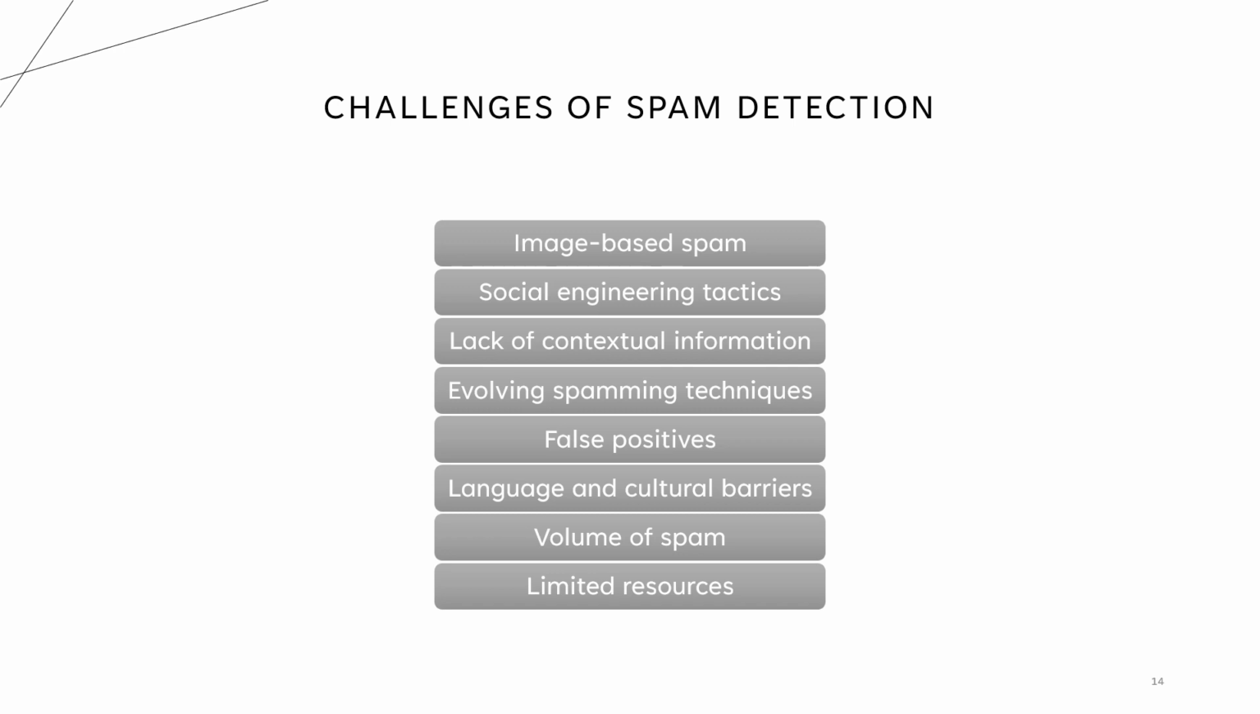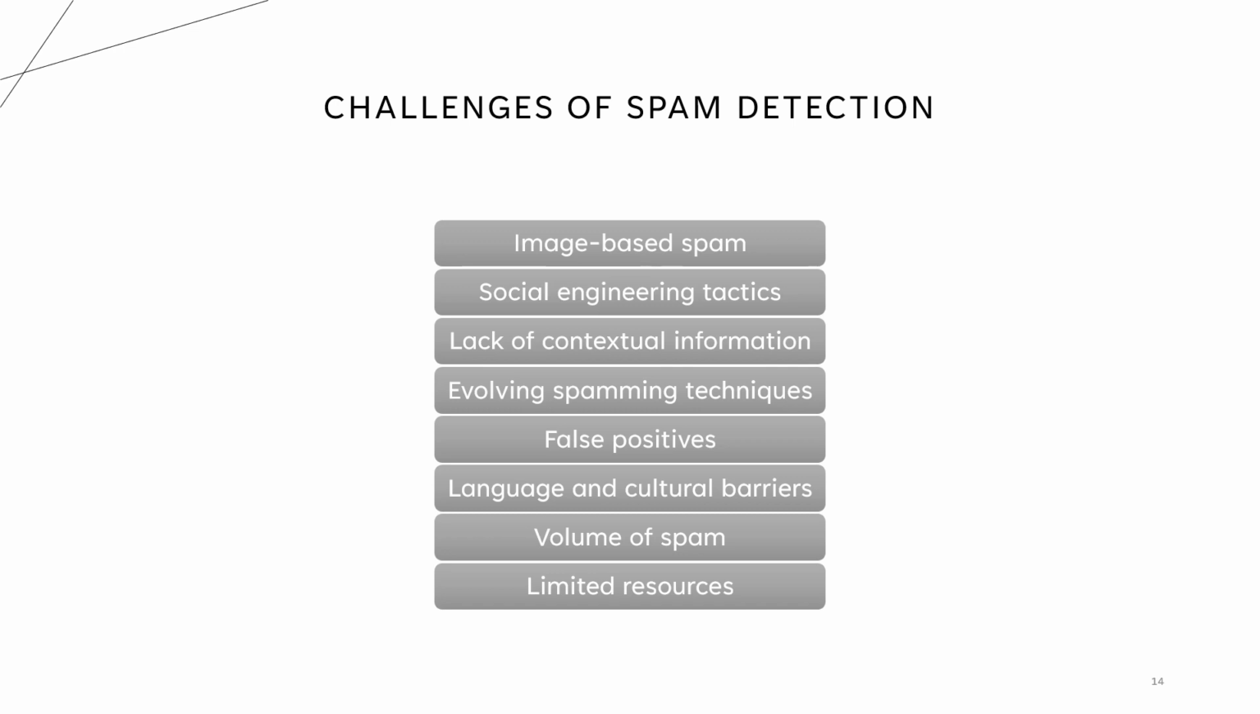Lack of contextual information. Spam emails may lack contextual information about their purpose or content, which makes it difficult for spam filters to determine if an email is legitimate or spam. Evolving spamming techniques. Spammers continuously evolve their techniques to bypass spam filters. This means that spam filters need to be regularly updated to keep up with the latest spamming techniques.